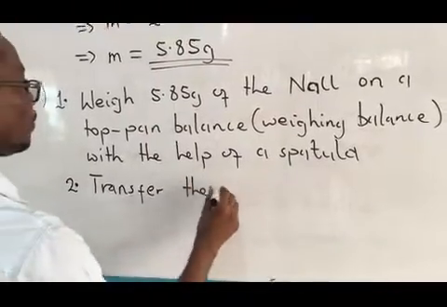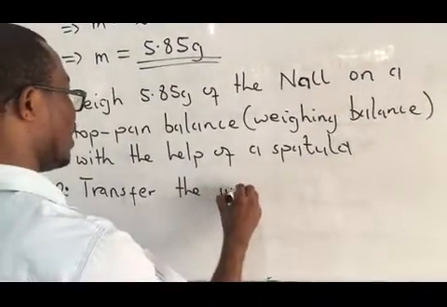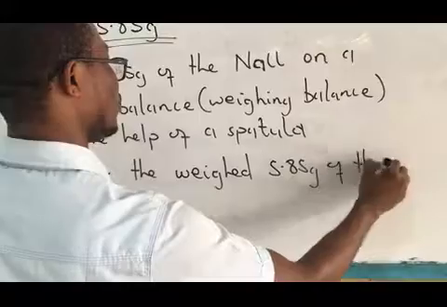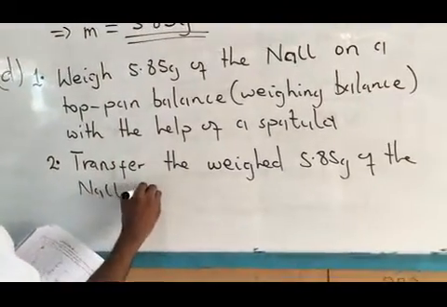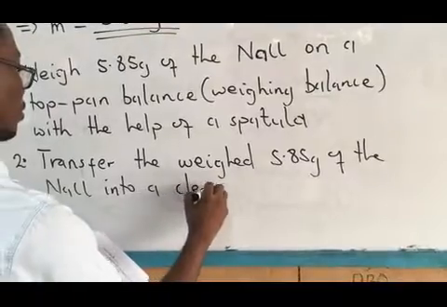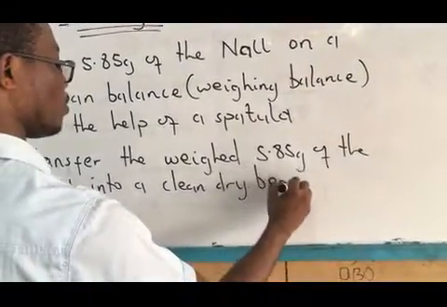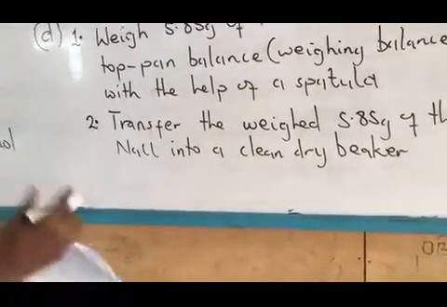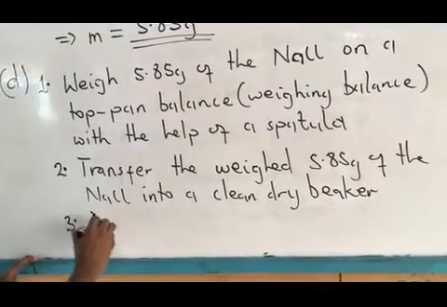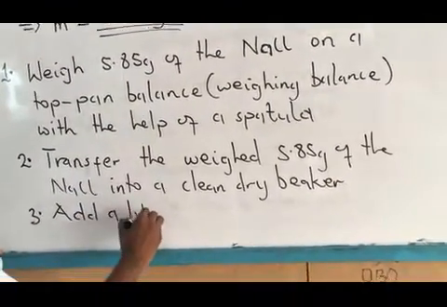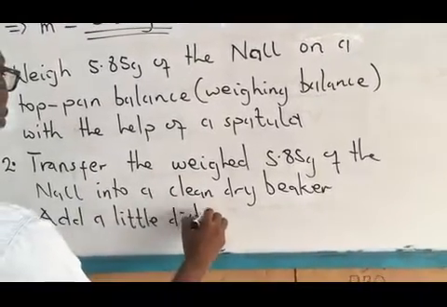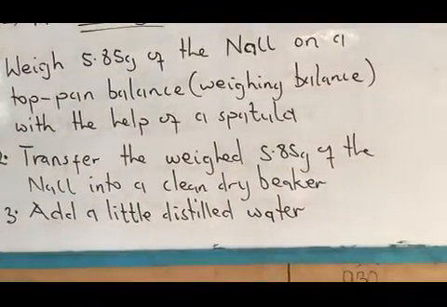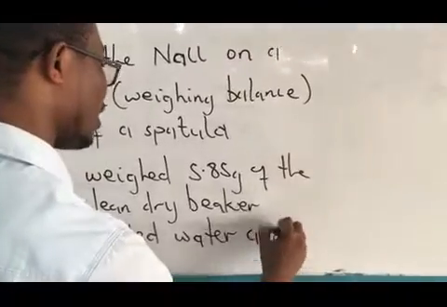You transfer the weighed NaCl into a clean dry beaker. And then the next thing is you add a little distilled water and stir.